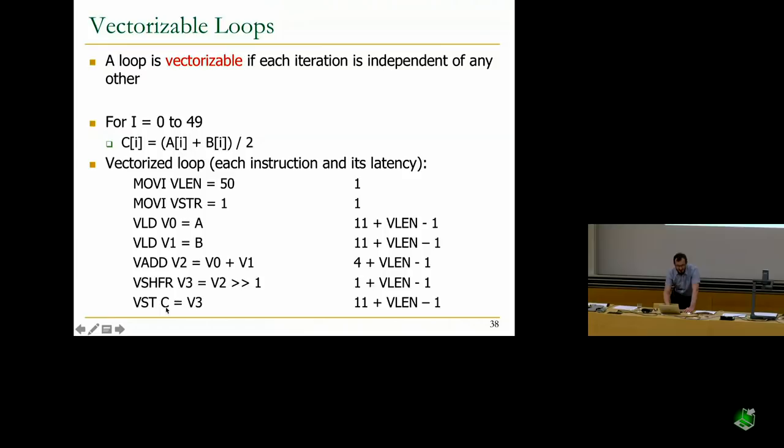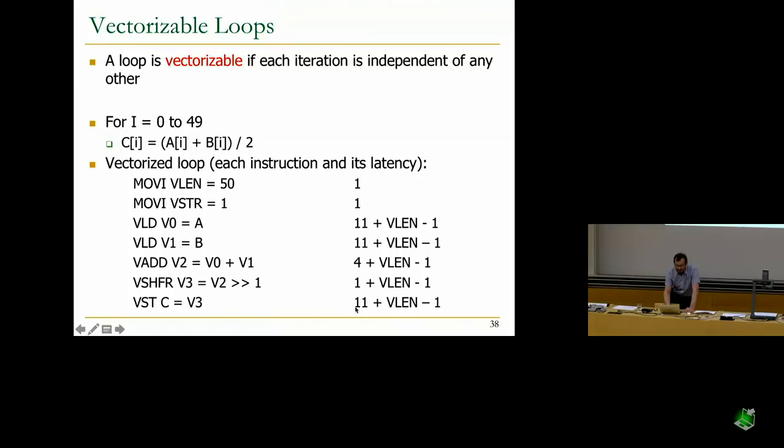And this is the vector store. Basically, we shifted the vector 50 element result, and now we're going to store it into a memory location. And we need to again go to the memory and do the store. Now, as you can see, we have 3 memory operations. They're going to be our bottlenecks soon.